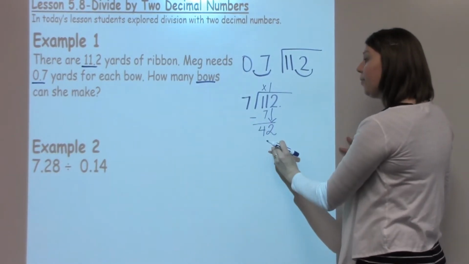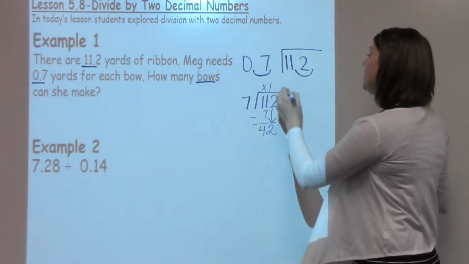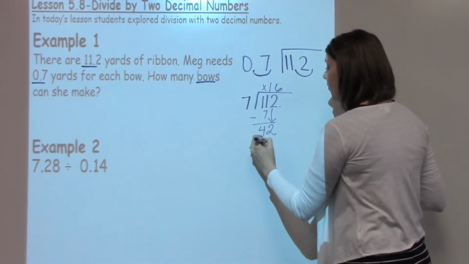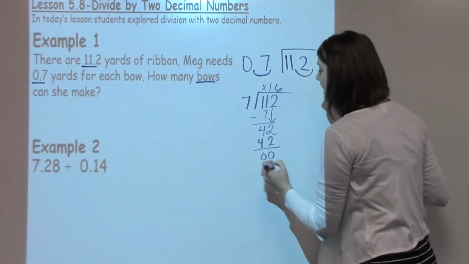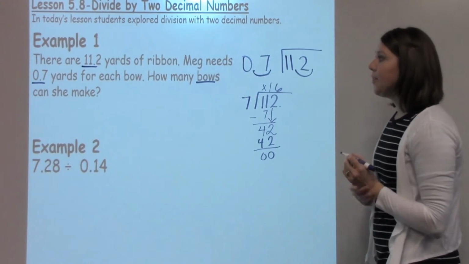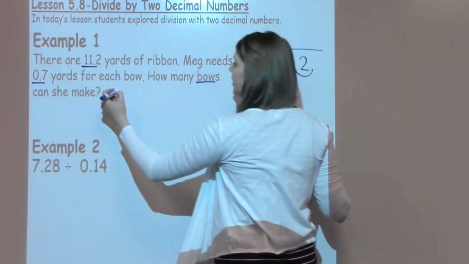Can 7 go into 42? It can go in 6 times. 6 times 7 is 42. When I subtract, I have nothing left over. So how many bows can Meg make? She can make 16 bows.